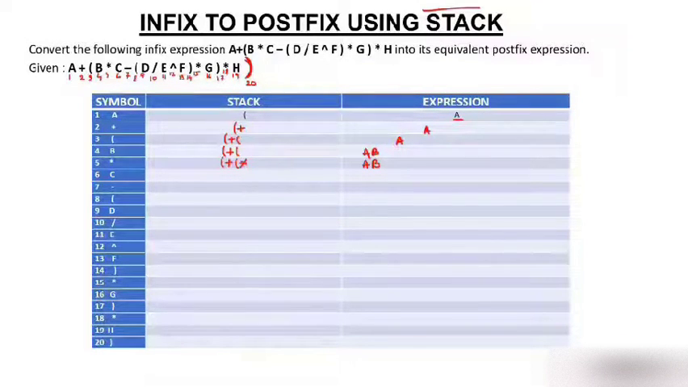C is an operand. Where will it go? It will go to the expression part. So A, B and C. Fine. Okay. Then there is minus. Then you have minus. This is plus, multiply and minus.